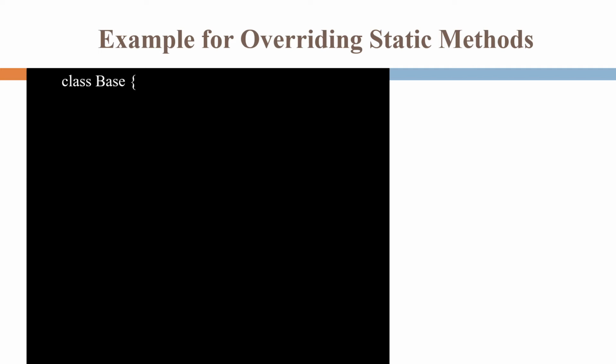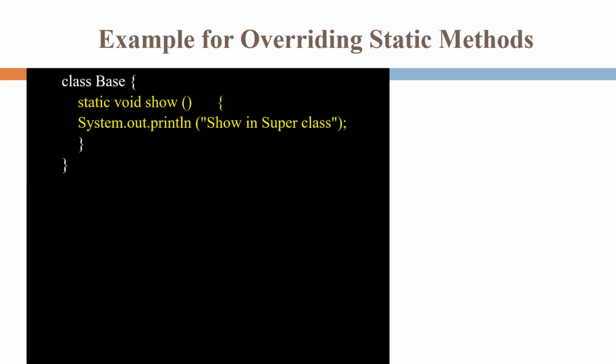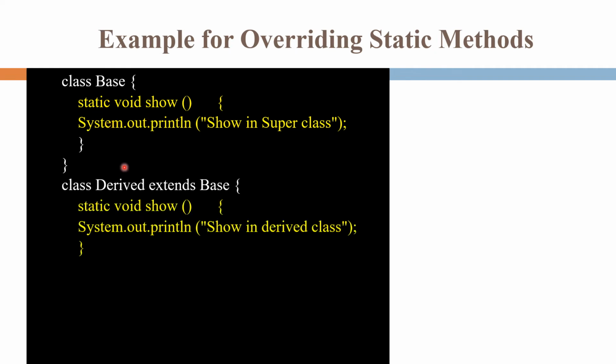Here we have a class named Base. In this class Base we have a static method named show. This method displays a message, System.out.println("show in superclass"). Then we have one more class, Derived extends Base. Derived is a subclass and Base is a superclass. This Derived class is overriding the show method of the superclass. Static void show also prints a message, System.out.println("show in derived class").